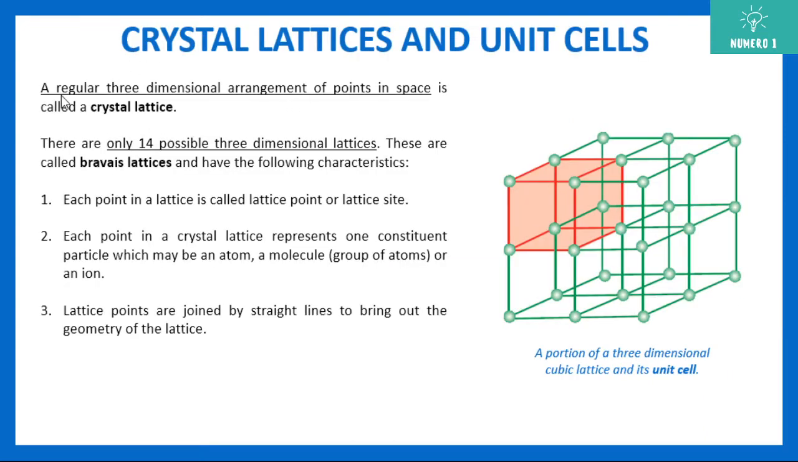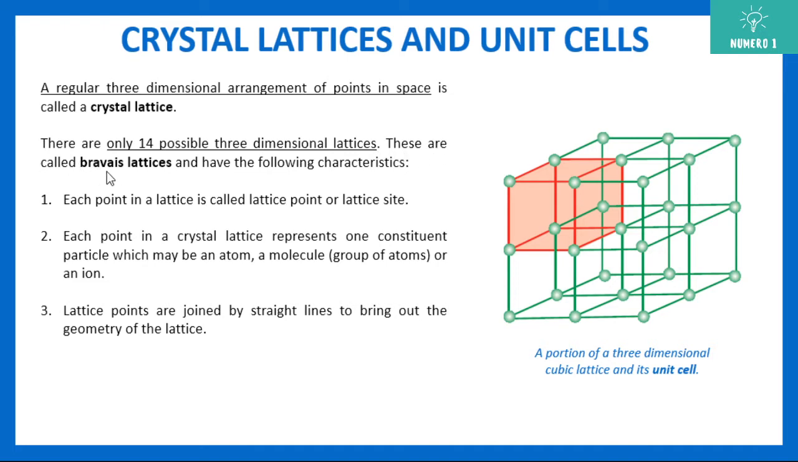So crystal lattice: a regular three-dimensional arrangement of points in space is called a crystal lattice. Basically, these are the points, and for us, these points represent an atom. There are only 14 possible three-dimensional lattices.